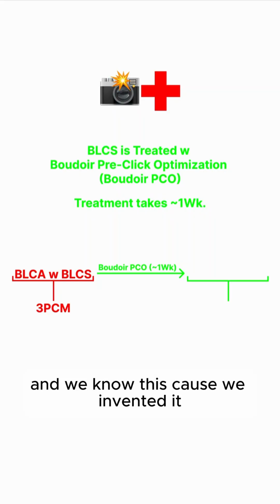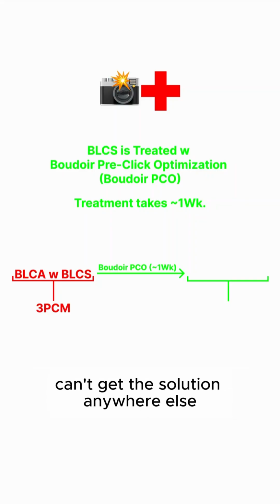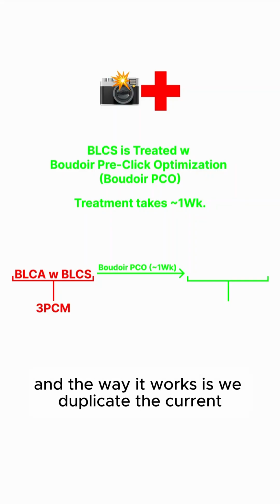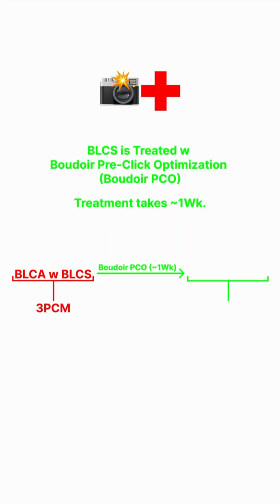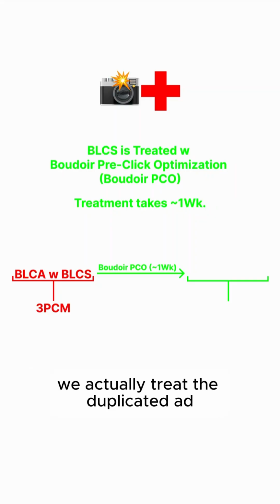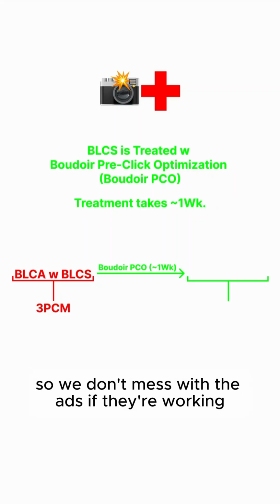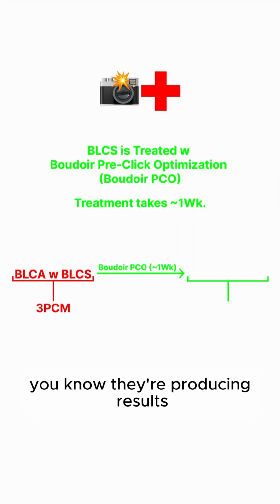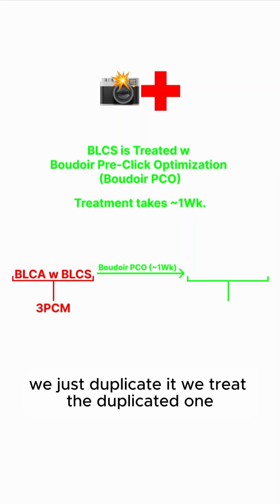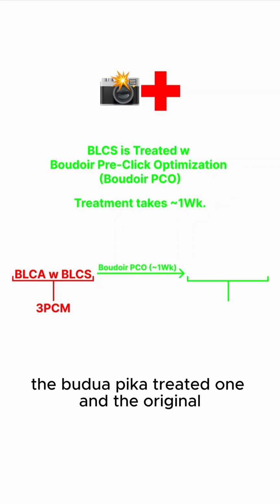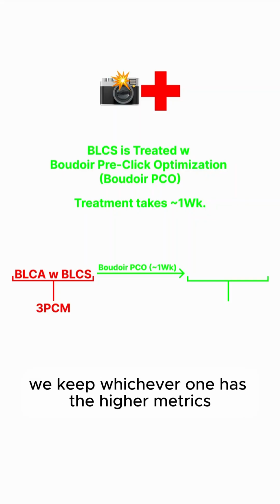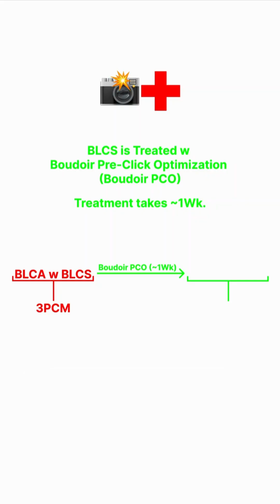And we know this because we invented it. Can't get this solution anywhere else. And the way it works is we duplicate the original ad, or the current ad. Leave that one alone. We actually treat the duplicated ad. So we don't mess with the ads if they're working. If they're producing results, we just duplicate it. We treat the duplicated one, and then we run them in parallel side by side, the Boudoir Pico treated one and the original. And at the end of the treatment, we keep whichever one has the higher metrics.